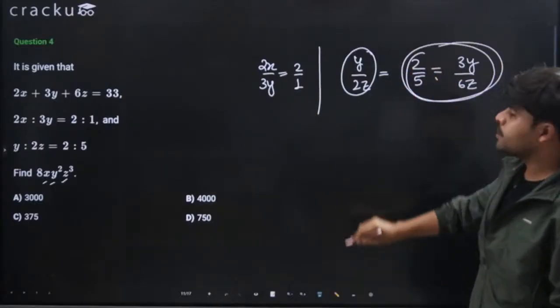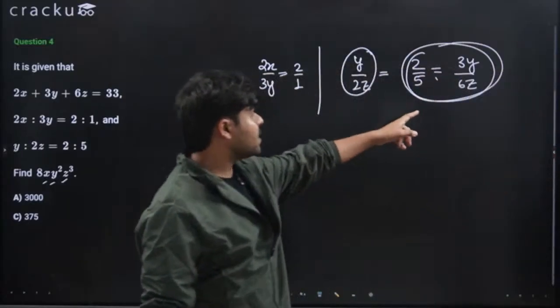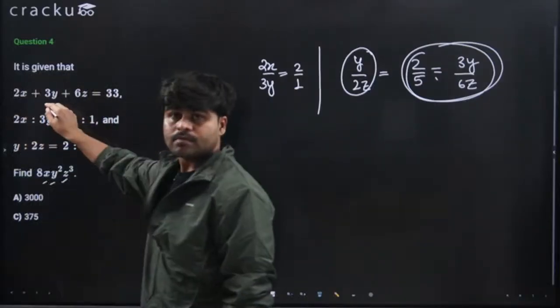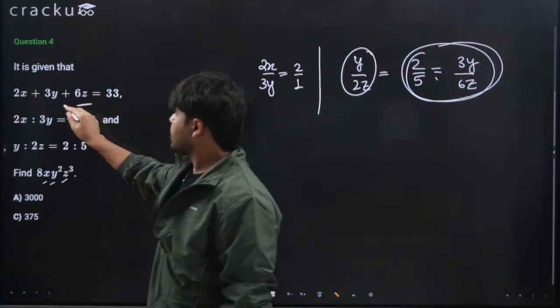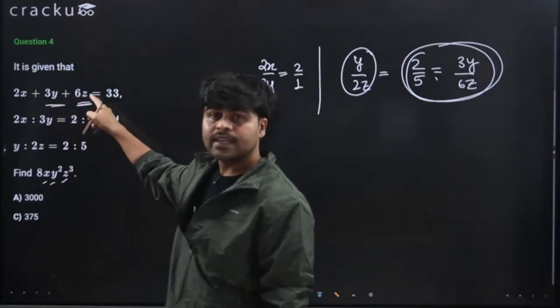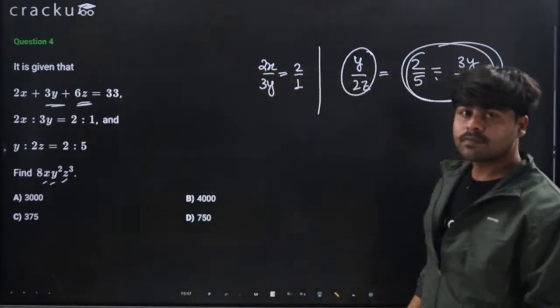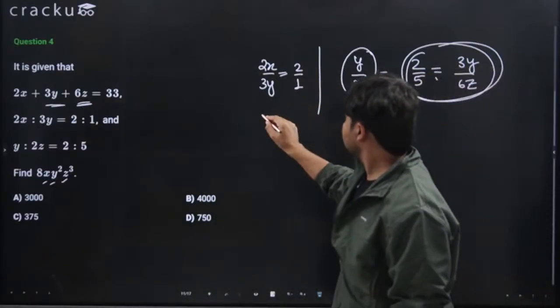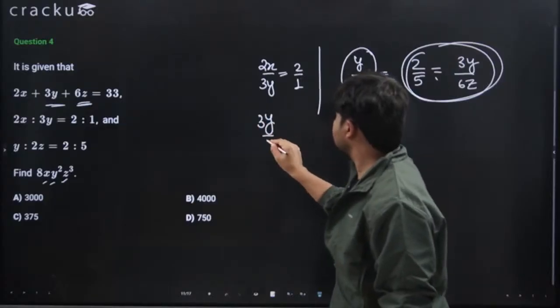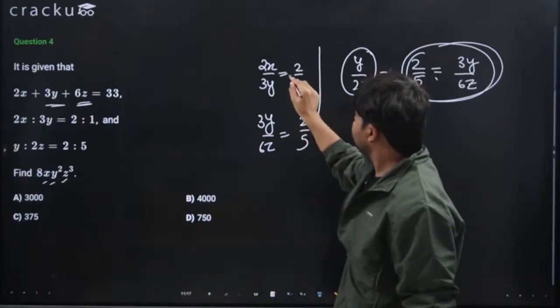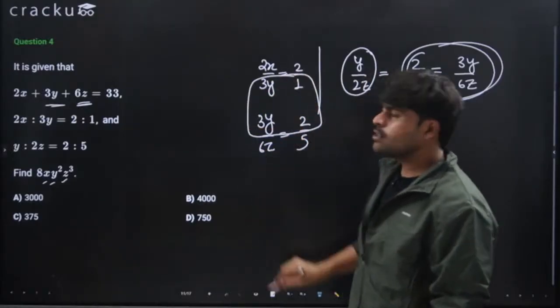Just focus on this part. 3y upon 6z is equal to 2 ratio 5. This is 3y right here. This is 6z right here. 3y and 6z are both here. These are in the ratio 2 ratio 5. And essentially we can write here 3y over 6z is equal to 2 ratio 5. Again, we will do the same thing here. We will try to make these equal.